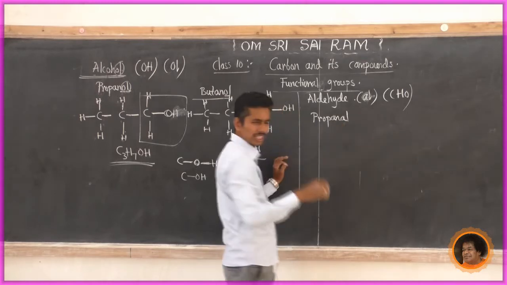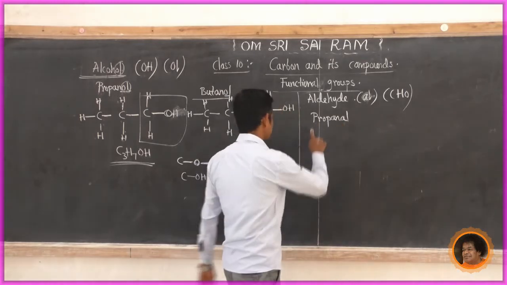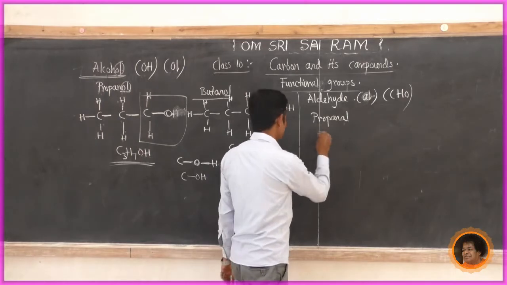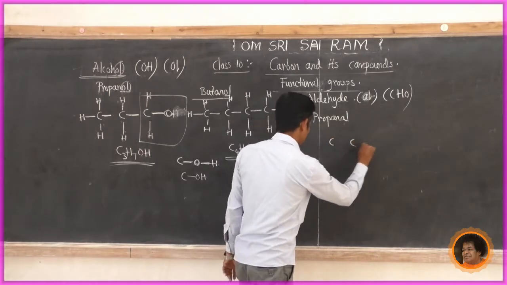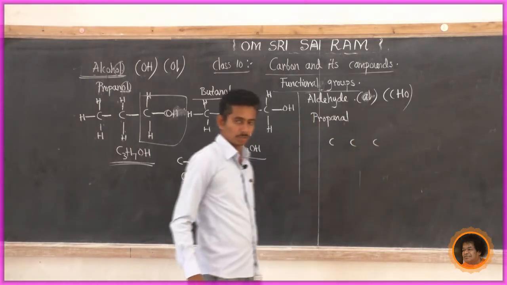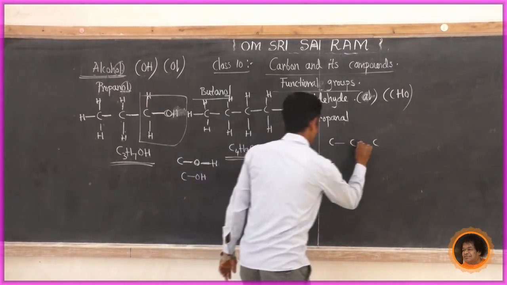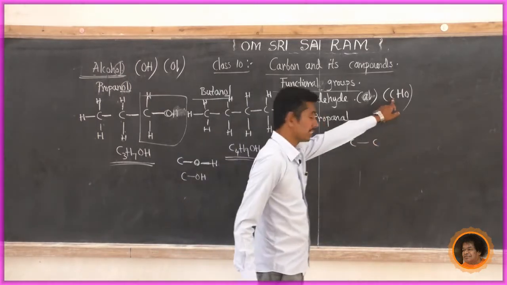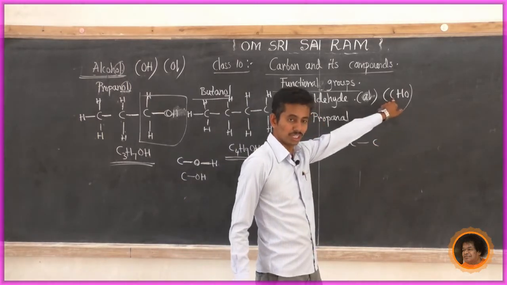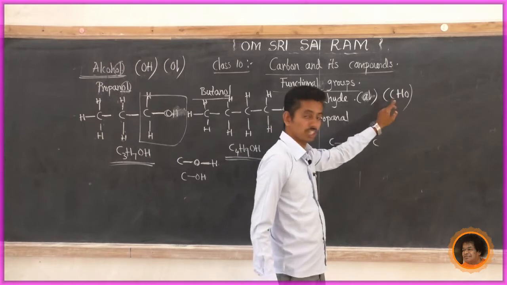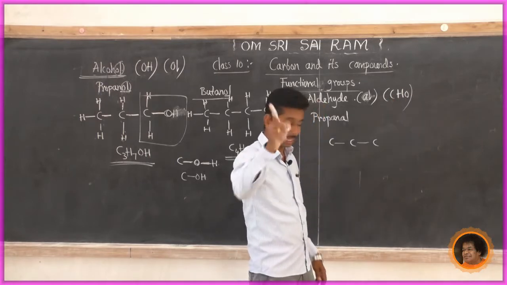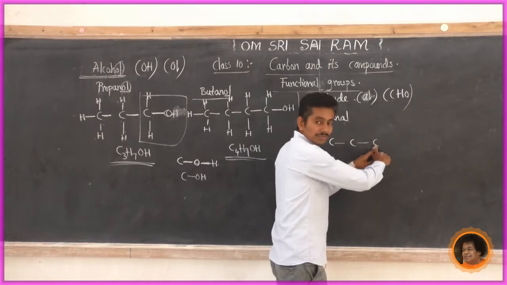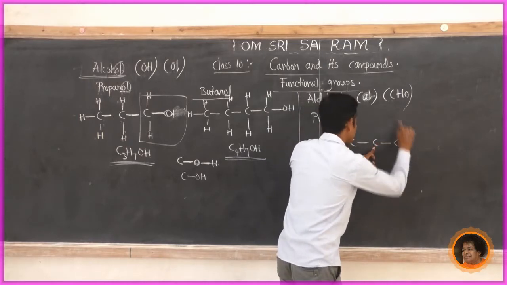Now tell me the same method. How many carbon atoms are present in propanal? Write the structure. Prop means 3. 1, 2, 3. 3 carbons, prop, and single bond. After that, write the functional group. We know that it is aldehyde. What is the functional group? CHO. Very important. Use this C. Don't write another C for CHO.